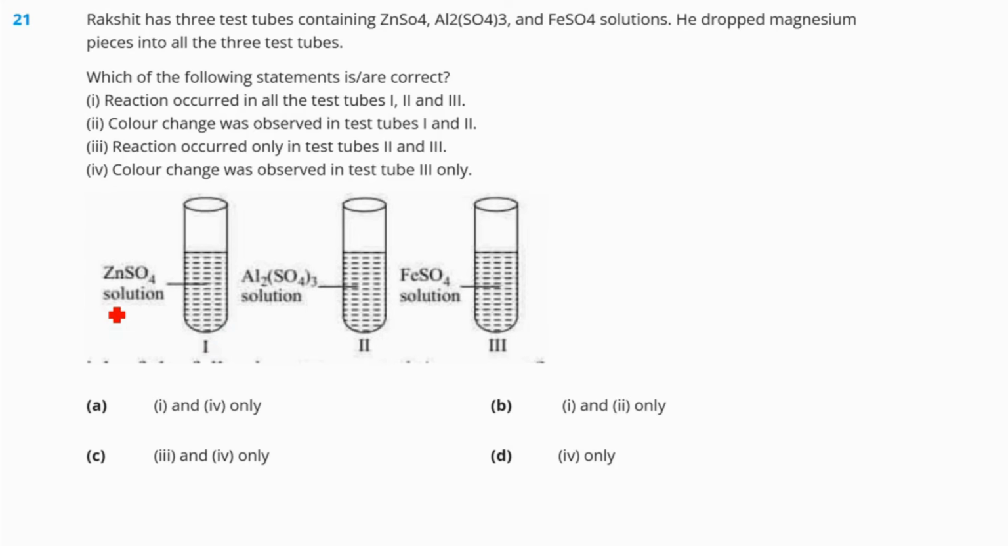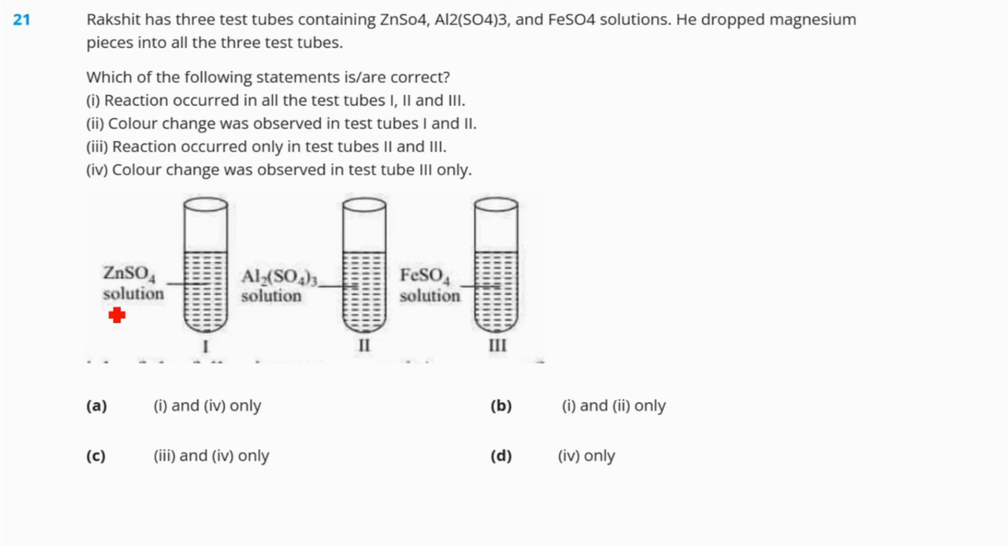Question number 21. Rakshit has three test tubes containing ZnSO4, Al2(SO4)3 and FeSO4. Okay. Zinc sulfate, aluminium sulfate and ferrous sulfate. He dropped magnesium pieces into all the three test tubes. Which of the following statements is or are correct? Reaction occurred in all the test tubes 1, 2, 3. Color change was observed in test tube 1 and 2. Reaction occurred only in test tube 2 and 3. Color change was observed in test tube 3 only.